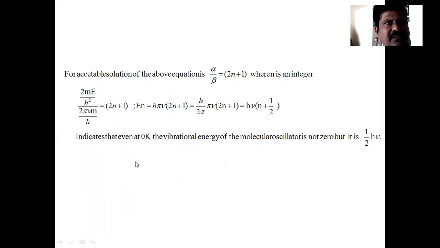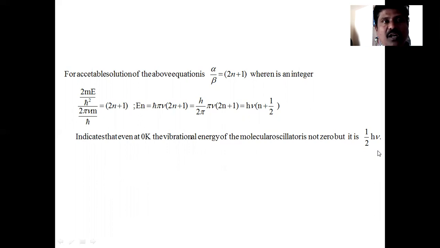So it indicates that even at absolute zero temperature, the vibrational energy of the molecular oscillator is not zero, but it is equal to 1 by 2 h nu. It is called the zero point energy. This is the energy of our harmonic oscillator in the ground state.